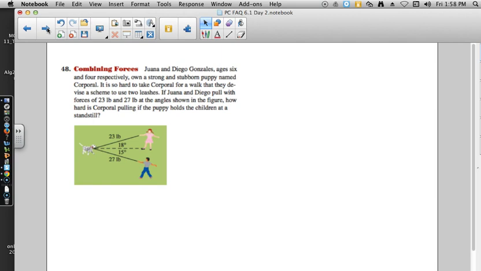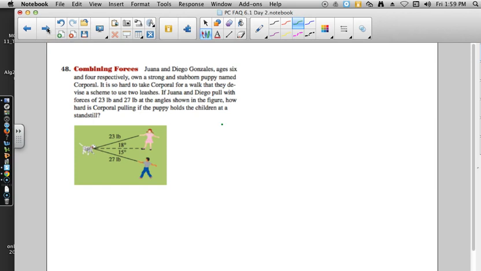It is so hard to take Corporal for a walk that they devise a scheme to use 2 leashes. If Juana and Diego pull with the forces of 23 pounds and 27 pounds at the angle shown in the figure, how hard is Corporal pulling if the puppy holds the children at a standstill? So he just stops them right there.